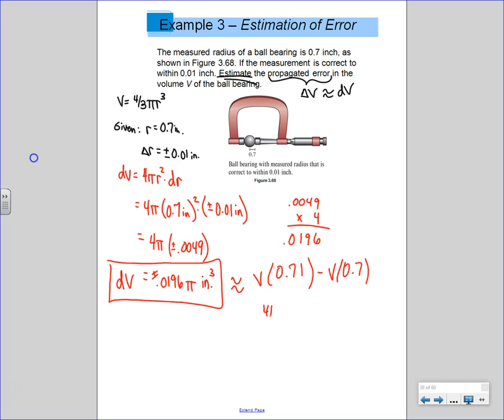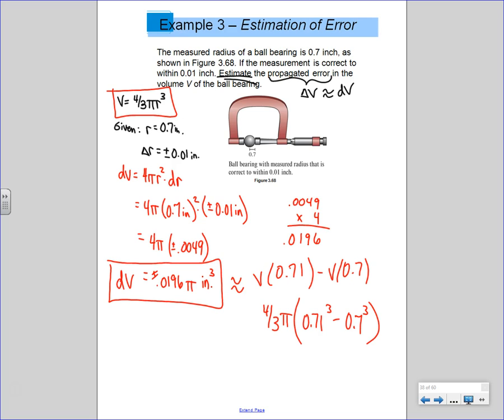You'd have to do 4/3 pi times 0.71 cubed minus 0.7 cubed. Mathematically, what was easier? Multiplying 0.7 squared times 0.01 times 4, or cubing 0.71 and cubing 0.7 and subtracting? The first one. I think this one's mathematically simpler, because I'm plugging into the original formula how far off it could be in a positive direction from the measurement.